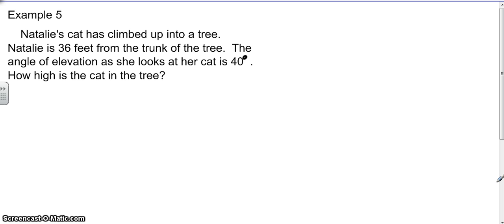So we're going to start with a problem about Natalie and her cat. Natalie's cat has climbed up into a tree. Natalie is 36 feet from the trunk of the tree. The angle of elevation as she looks at her cat is 40 degrees. How high is the cat in the tree?